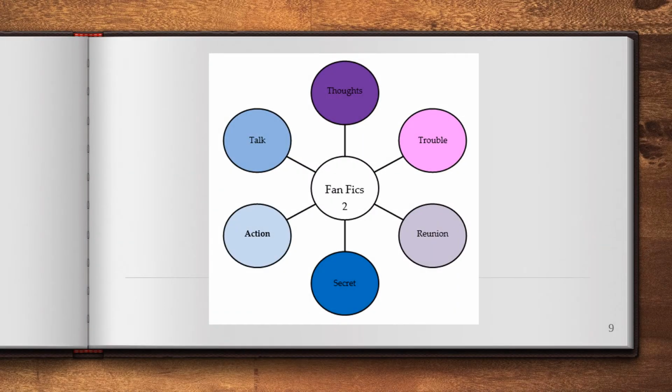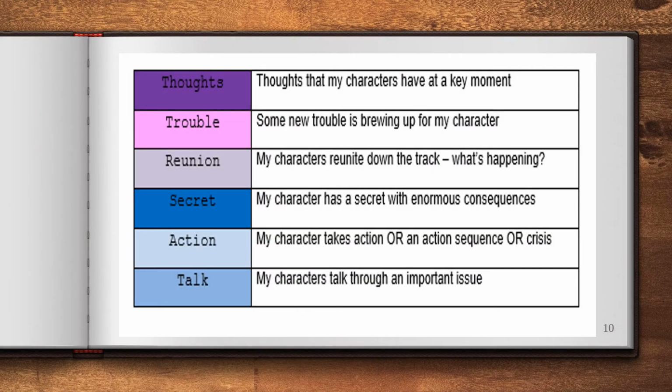Here's another diagram that gives you ideas for fan fiction. And here are the same things from the diagram, but written in a grid. So, maybe one of your characters that you've enjoyed reading about has a secret now with enormous consequences. So you write a brand new story about this. Or perhaps there's some new trouble brewing up. Or perhaps 2 characters are talking through something very important. But the important thing is you're making up your own stories about some of your favorite characters, but in a new context.